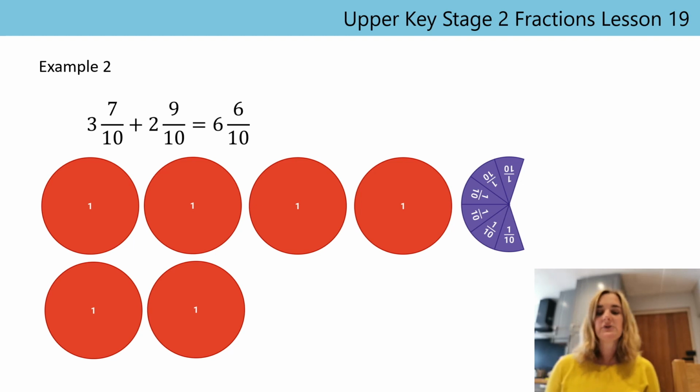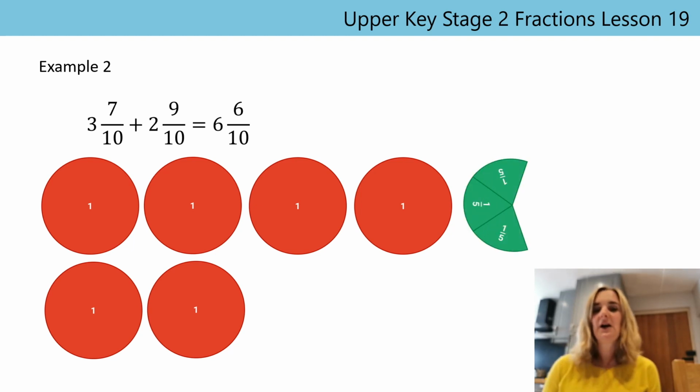You might have spotted that the 6/10ths has a highest common factor of 2. If you spotted that, you were ahead of me. But have a look at the diagram and you can see that our 6/10ths is equivalent to 3/5. So our final answer simplified is 6 and 3/5.